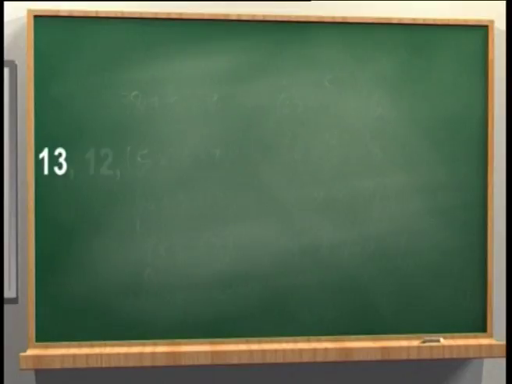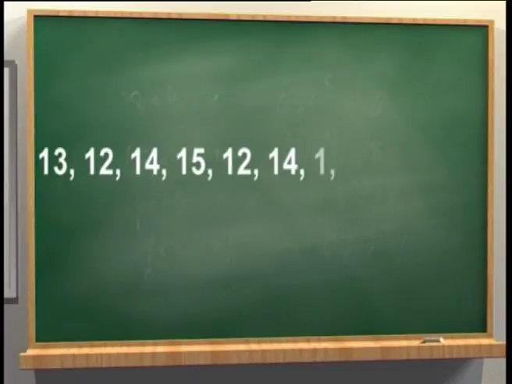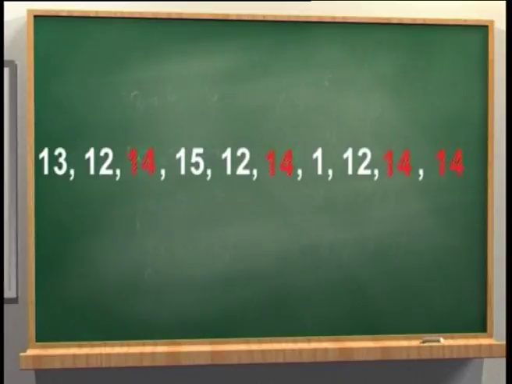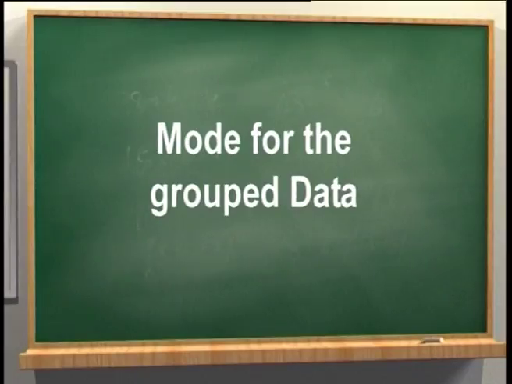In a simple ungrouped set of measures, the mode is a single measure or score which occurs most frequently. For example, if the scores of 10 students are 13, 12, 14, 15, 12, 14, 1, 12, 14 and 14, the most frequent score is 14 as it has been obtained by 4 students, which is the mode for the given ungrouped data. Now, let's have a look at the mode for the grouped data.